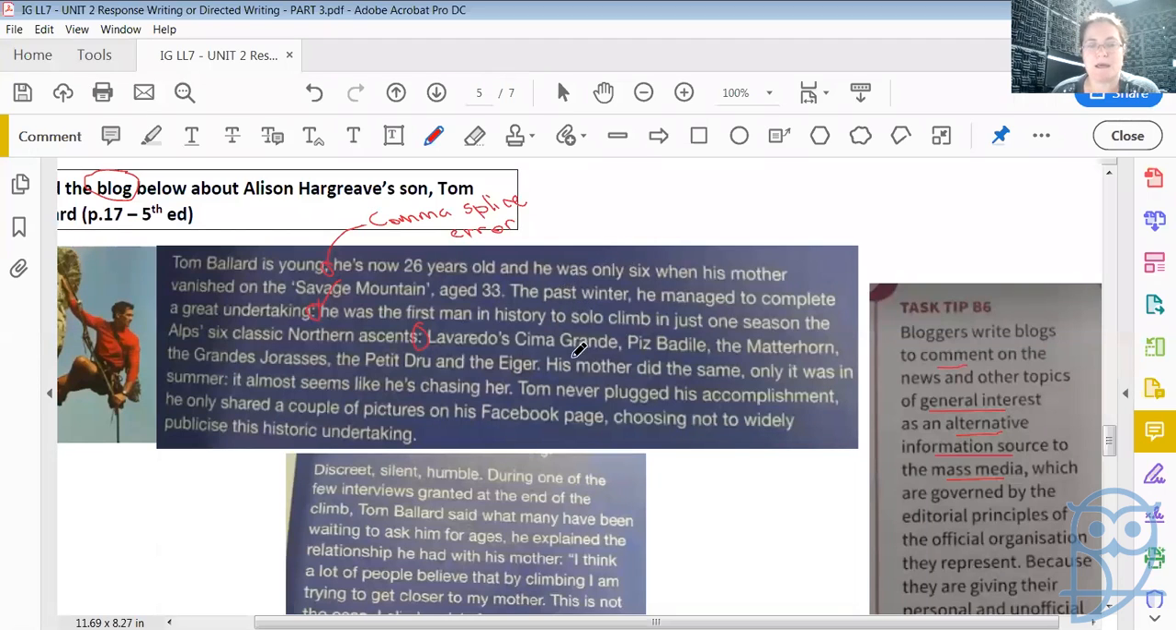Okay. Let's continue. His mother did the same, only it was in summer, and here we have a colon. It almost seems like he's chasing her. That's fine. Tom never plugged his accomplishment. That's quite informal, to plug something, to promote it. He only shared a couple of pictures. That's also quite casual sounding, on his Facebook page, choosing not to widely publicize this historic undertaking. So I wouldn't say that this is as informal as a lot of blogs get. And at least things are spelt correctly.